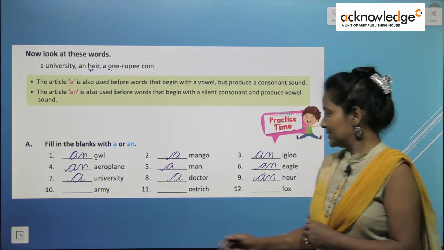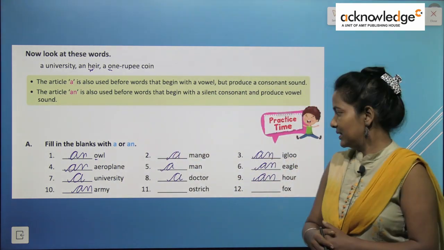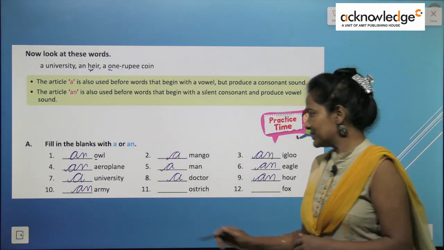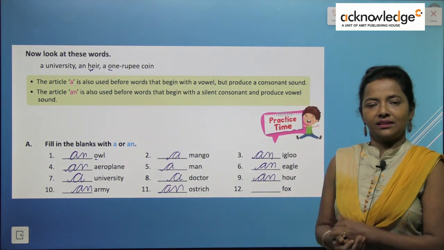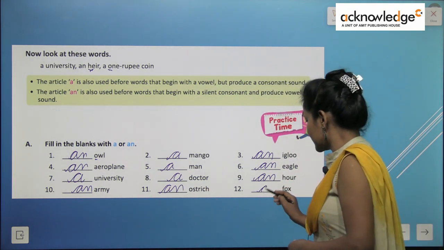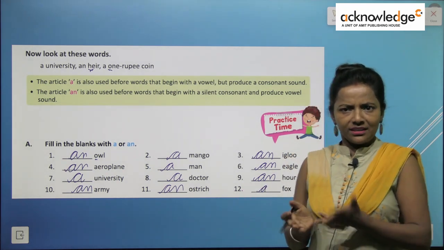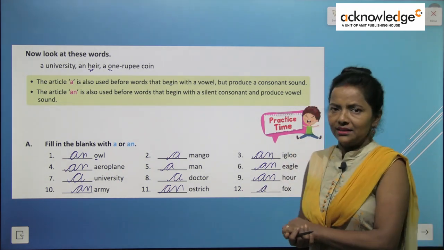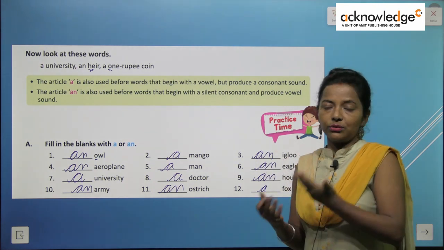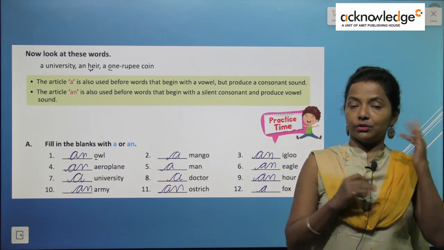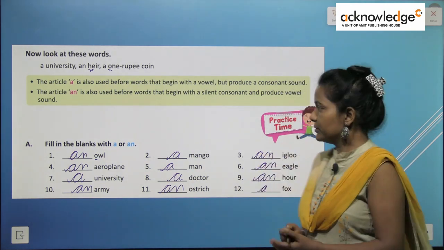Army, an army. Vowel. Ostrich, again a vowel sound, an ostrich. And fox, consonant, a fox. Yes, was this fun? It is fun using a and an, because you have to just remember where to use a and where to use an. You have to remember the consonants, the vowels, the vowel sounds, the consonant sounds.